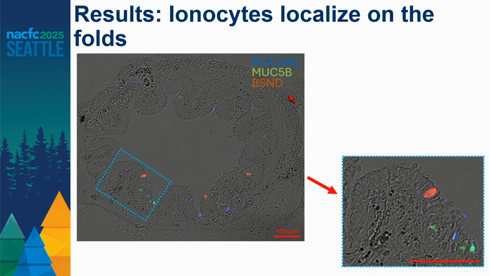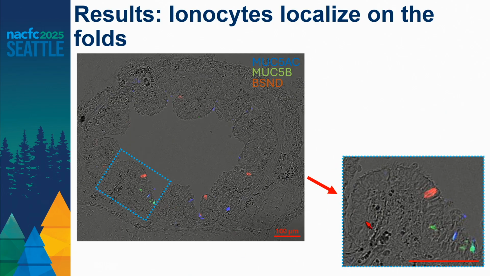And we stain the different cell types. We use BSND for pulmonary ionocytes. We are also staining the mucin 5AC plus cells and mucin 5B plus cells. And you can see the fold and pleat of the distal airway structure.